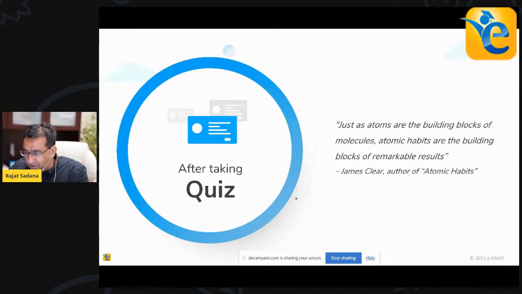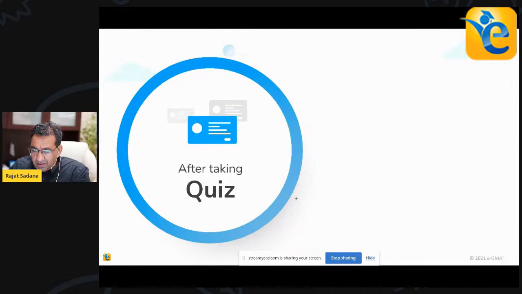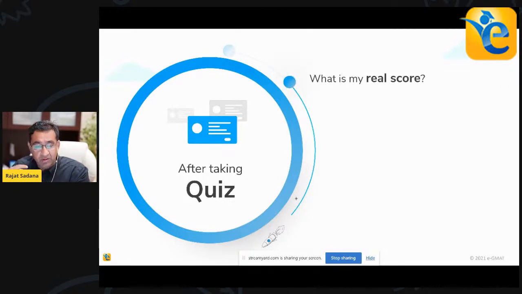And this is a quote from James Clear, who's the author of Atomic Habits. He says, just as atoms are the building blocks of molecules, atomic habits are the building blocks of remarkable results. And remarkable results is what we are going for in this case. And when you think about what's the building block of Scholaranium, it is you taking a quiz. It is you solving a question. And when you take a quiz, you have these following questions.